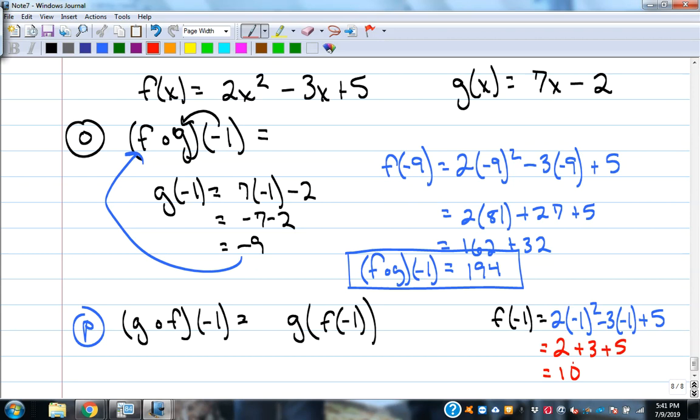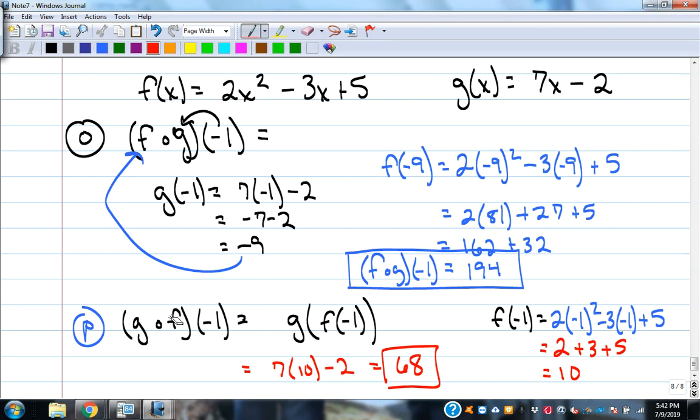So I need to take 10 and plug it into g of x. 7 times 10 minus 2. 70 minus 2 is 68 as a final answer. So that's a much different answer going in the other direction. So you've got to make sure when you're doing composition, you're going backwards, right to left. That's how the composition stuff goes.